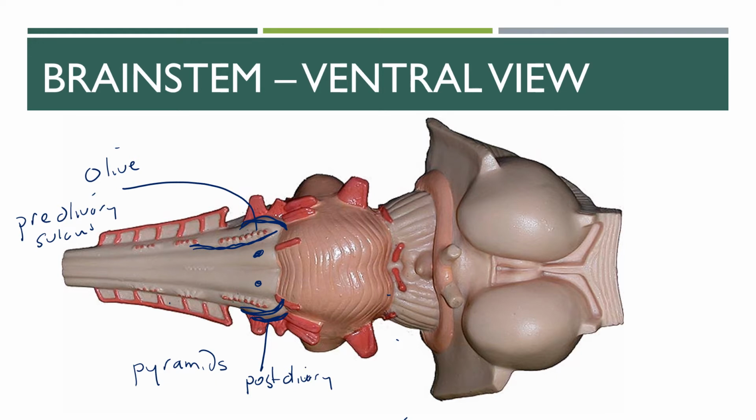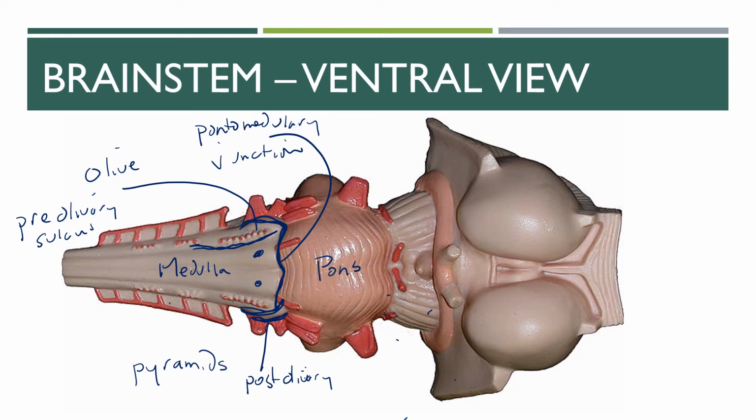And then finally, at 90 degrees to those sulci, we are going to see a line that runs right across here. And that line is the pontomedullary junction. And that pontomedullary junction is going to separate the medulla down here from the pons up here.